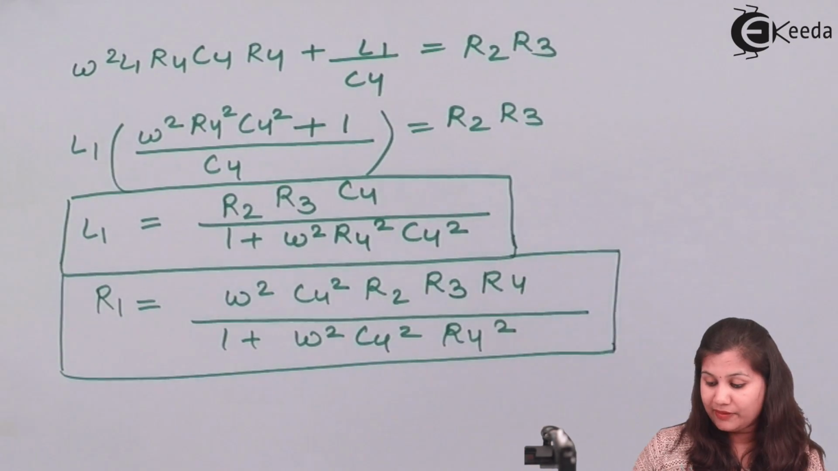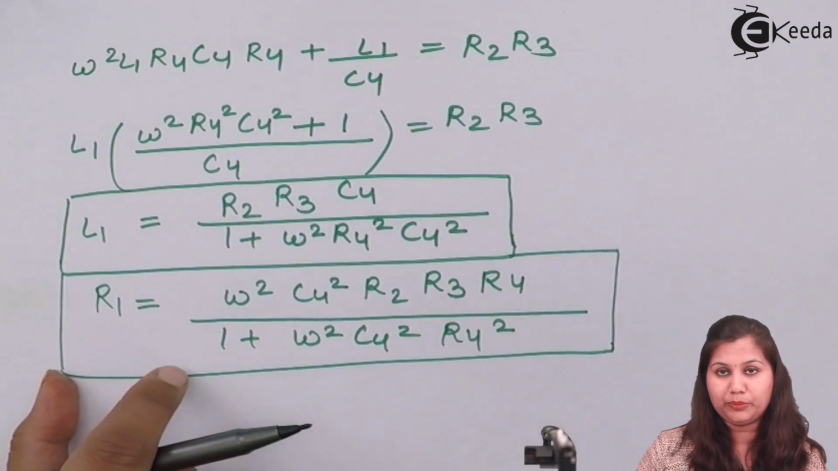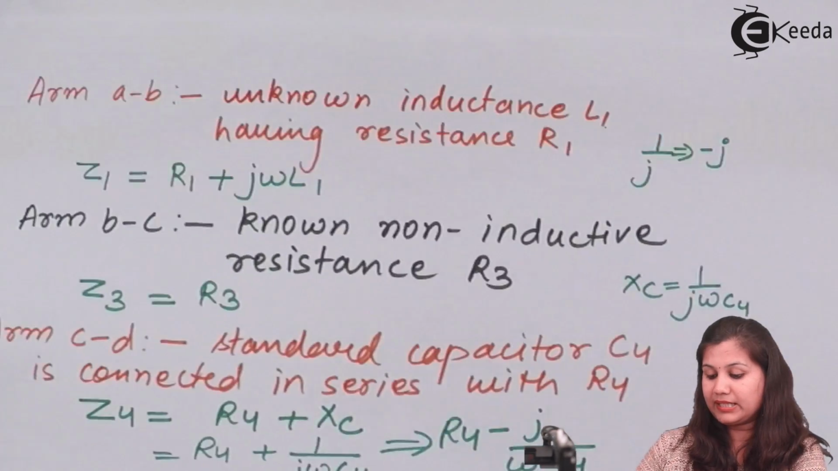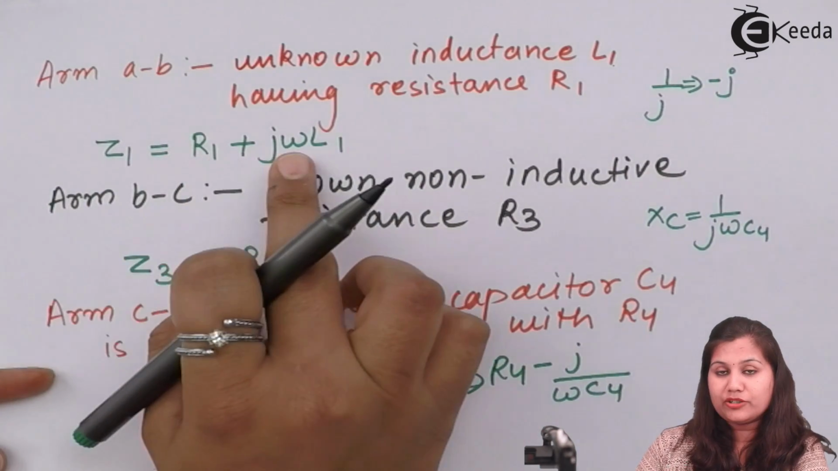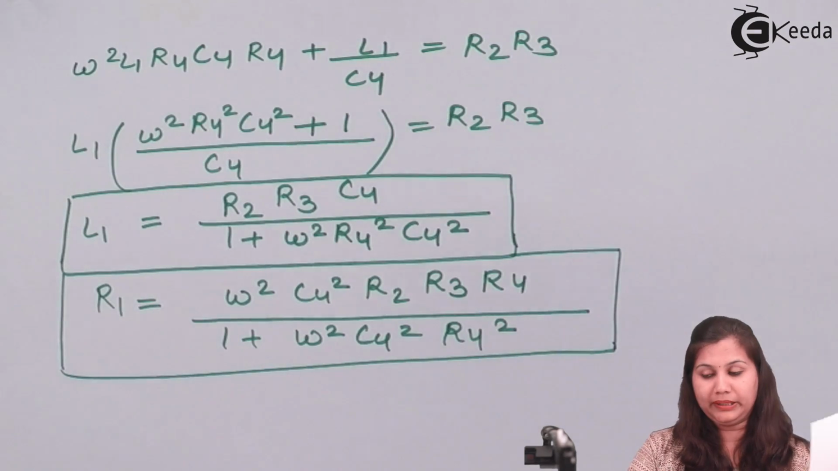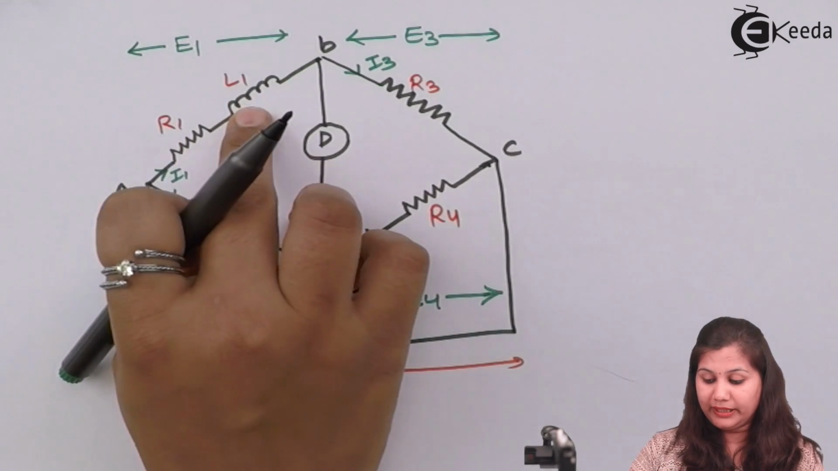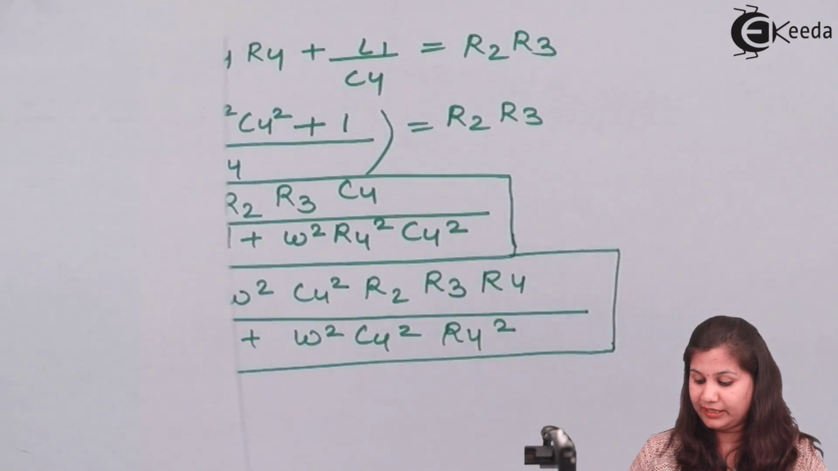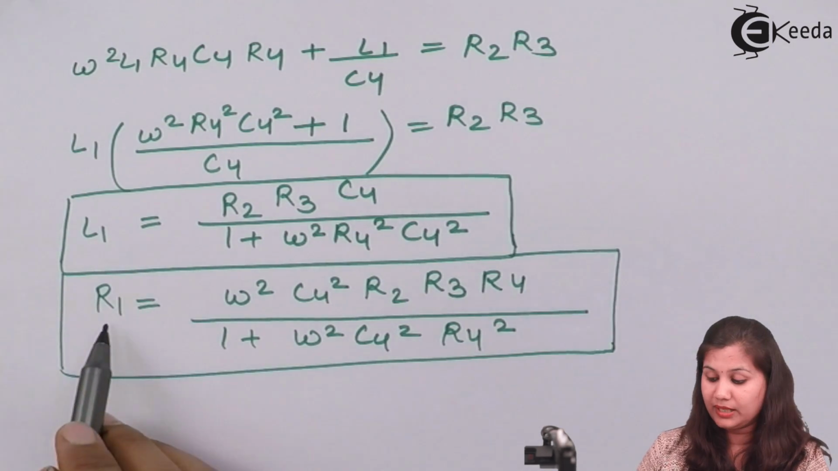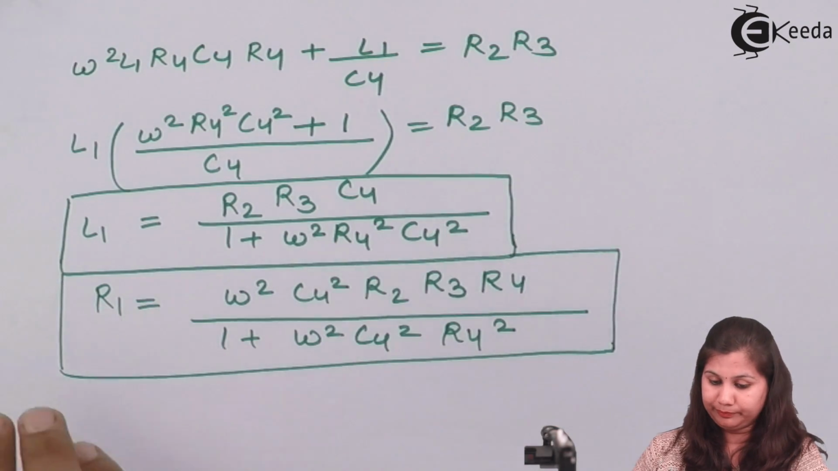So you can see that we have calculated the value of the unknown variables L1 and R1, which are present in the unknown impedance Z1, R1 and j omega L1. Through this we can find out the unknown impedance. Okay. And here we have calculated the value of the self-inductance L1 of a coil which is having the resistance R1 in terms of the capacitor C4. Okay.